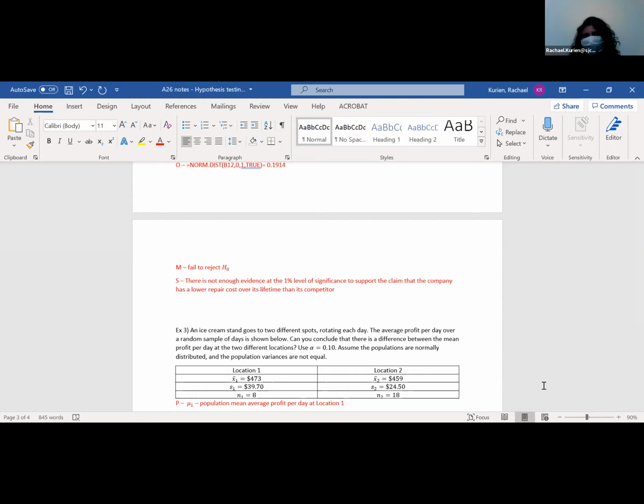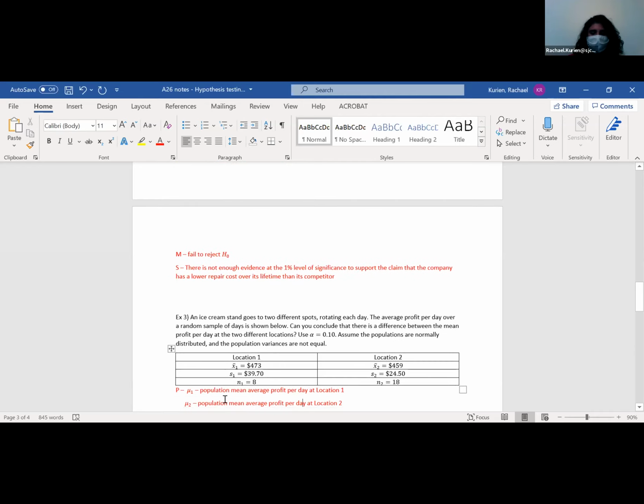All right. Average profit per day over a random sample of days is shown below. Can you conclude there is a difference between the mean profit per day at the 2 different locations? Use alpha equal to 0.10. Assume the populations are normally distributed and the variances are not equal. So let's look at the first parameter, mean 1: the population mean average profit per day at location 1. And then mean 2 is the same thing, but for location 2.